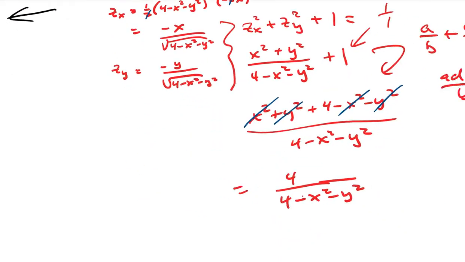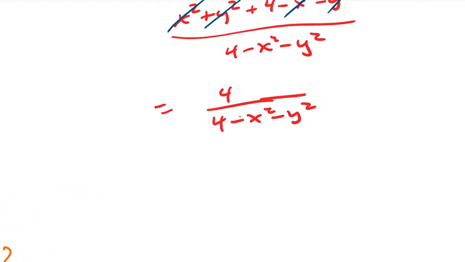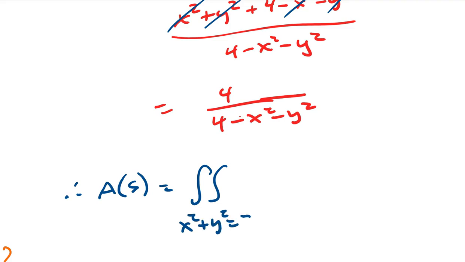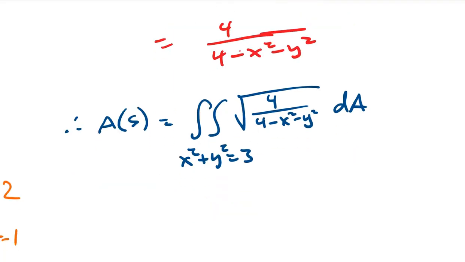So then my area of my surface is then, let's do this in a different color. So the area of the surface is the double integral over that inner circle, x squared plus y squared equals 3, of the square root of all this, 4 over 4 minus x squared minus y squared, and then dA. Now this looks really gross, but it's not so much if you use polar coordinates. So polar coordinates will save the day for us.